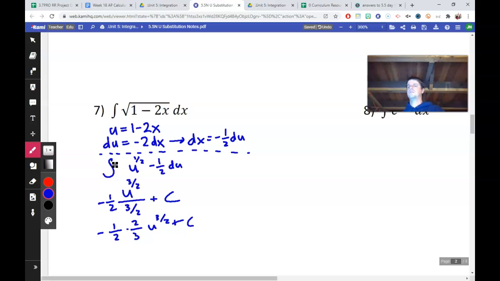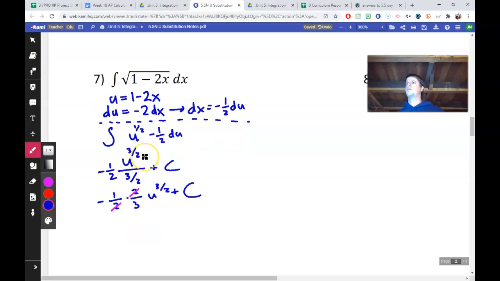And I should have got, well, yeah, I'm just writing this down quickly. Let's simplify this here. The 2's divide out, right? So we end up getting negative 1/3. But I do need to substitute out this u, and I need to put 1 minus 2x there instead. So we get 1 minus 2x to the 3/2 power plus c.